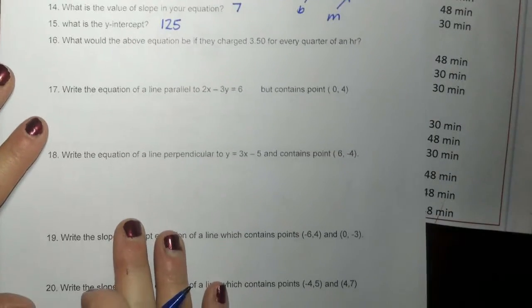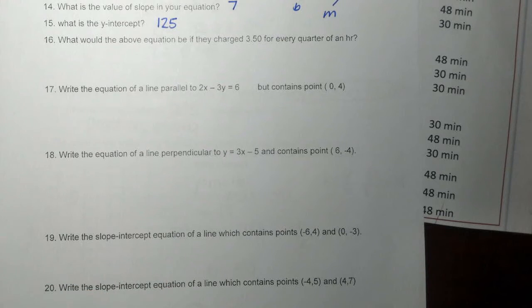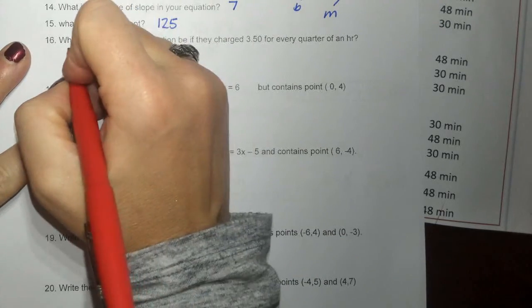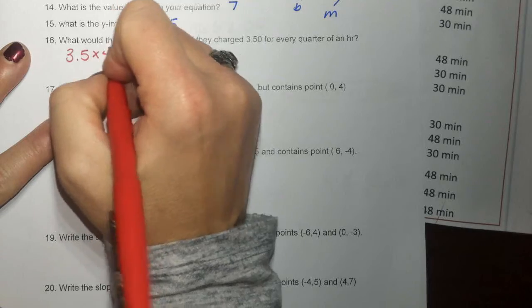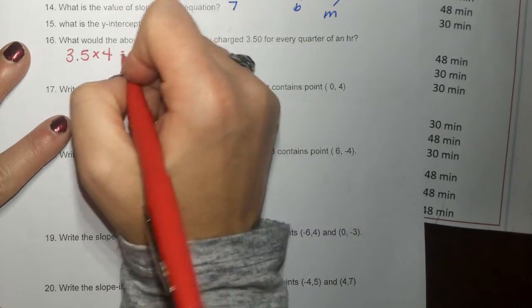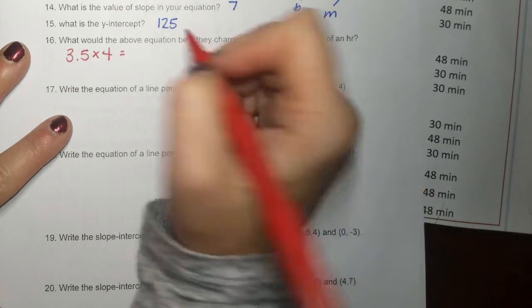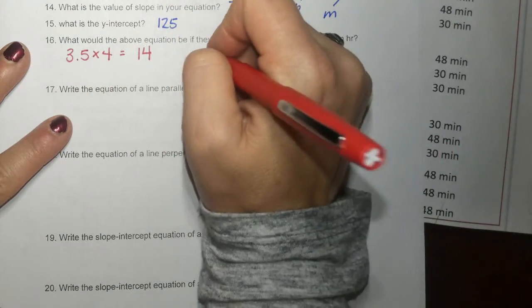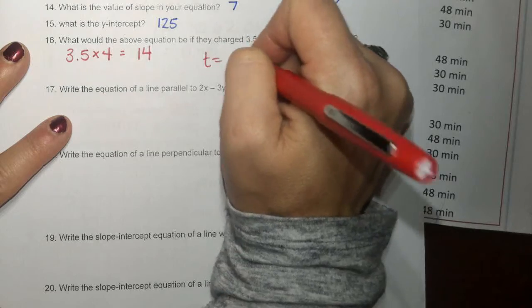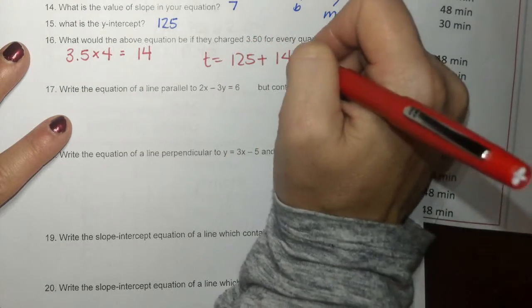What would the above equation be if they charged $3.50 for every quarter of an hour? Okay, so instead of $3.50 for every half hour, we'd be doing $3.50 for each quarter. Well, there's 4 quarters in an hour. So $3.50 times 4 is going to be 14. So then it would be T equals 125, that was the fee, plus $14 per hour.